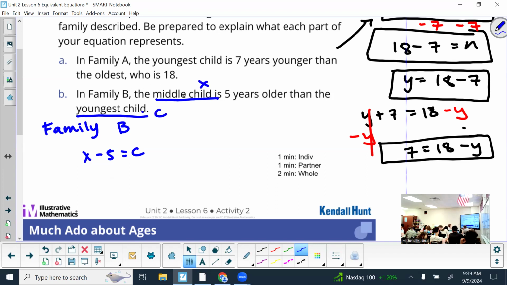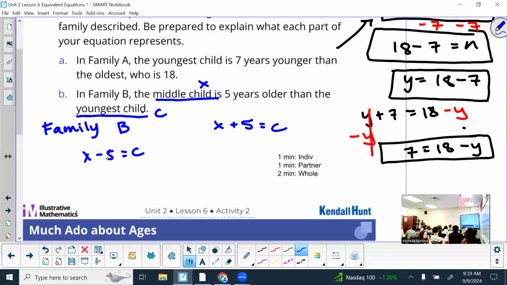In this one, it says the middle child is 5 years older than the youngest child. So my brain would automatically go to the middle child age, 5 years older, that would be more than, so like plus 5, than the youngest child. So are these two equivalent? No. Did I hear you wrong?